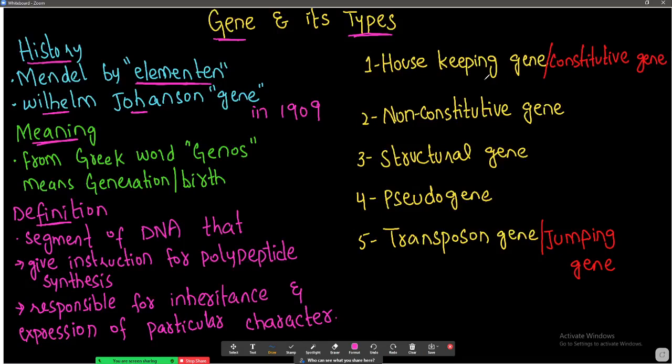What are housekeeping genes, or constitutive genes? Housekeeping genes are those genes in the genome that tend to be highly conserved and evolve slower than other genes. They are tissue specific genes because their role is in the maintenance of basic cellular function, and they are also essential for the existence of cells.